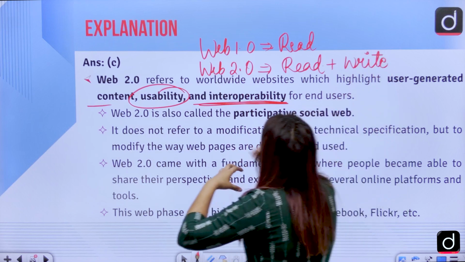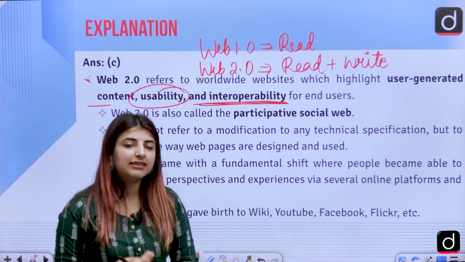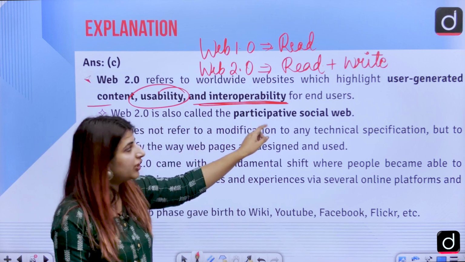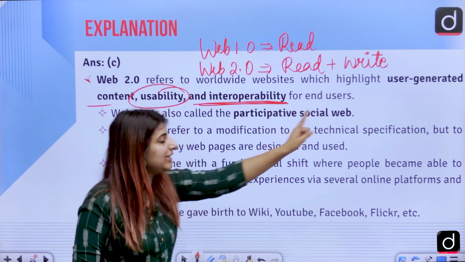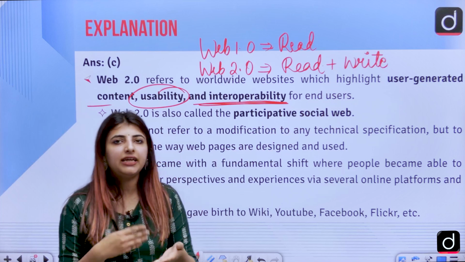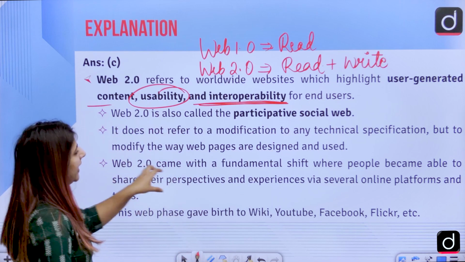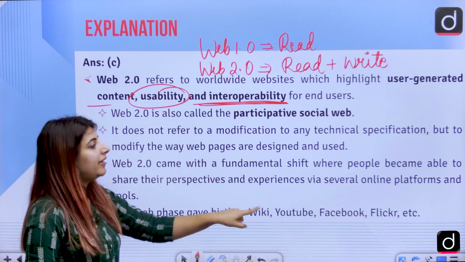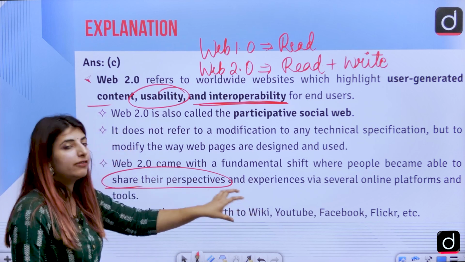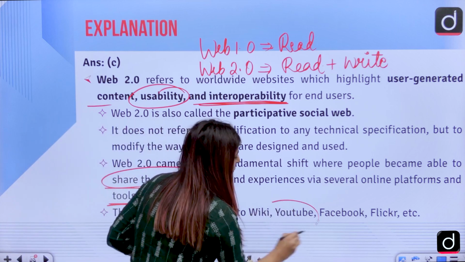They were also presenting their opinions on the web pages by maybe commenting, right? Something or the other. It is also called a participative social web, hence the people can write. It does not refer to a modification to any technical specification. So basically the web pages were changed so that people were able to respond, right? It came with a fundamental shift where people became able to share their perspectives and experiences via several online platforms and tools. For example, we have YouTube, right?